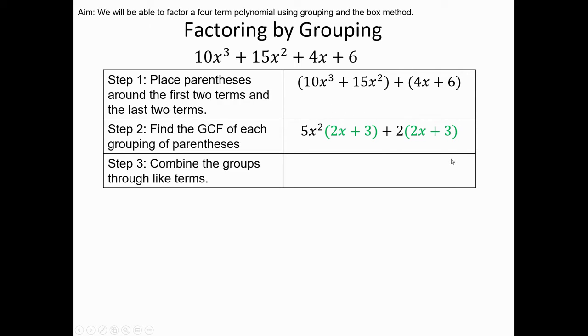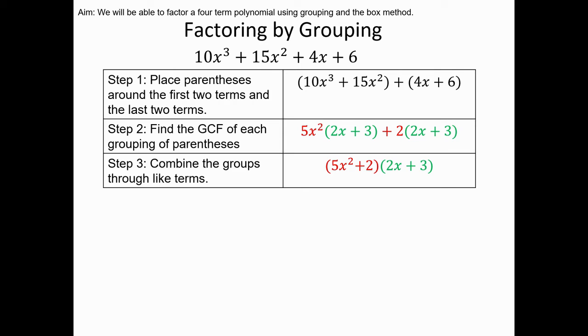It's like adding 3x plus 2x equals 5x, right? Nothing happens to the parentheses, but I'm going to be able to add the terms that are in red now, that are on the outside. So 5x squared plus 2 is just 5x squared plus 2, right? And then nothing happens to the 2x plus 3, so I'm just going to put it right there on the side. And voila, it's been factored.